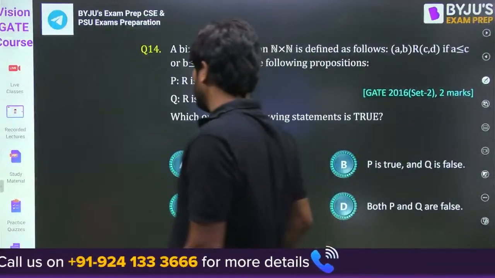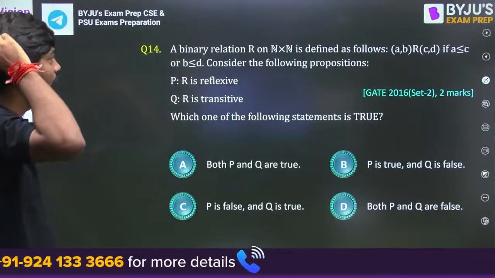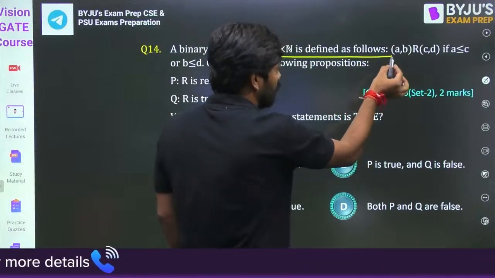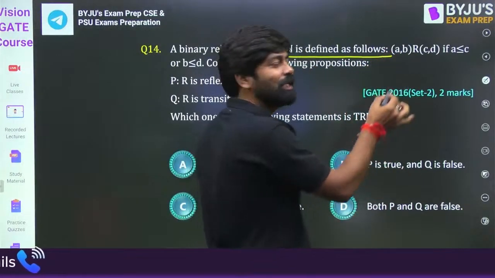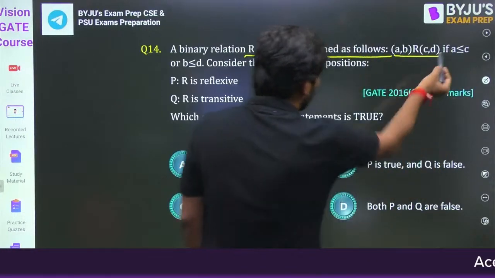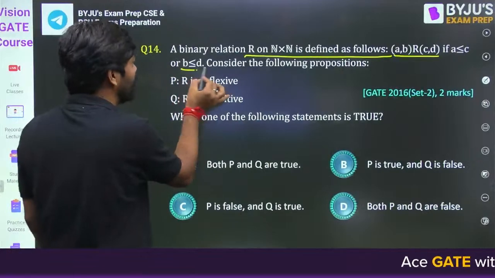Okay, see this question. They are telling a binary relation R on N cross N is defined as follows. See here, ordered pair AB is related to CD if and only if A less than C or B less than D.